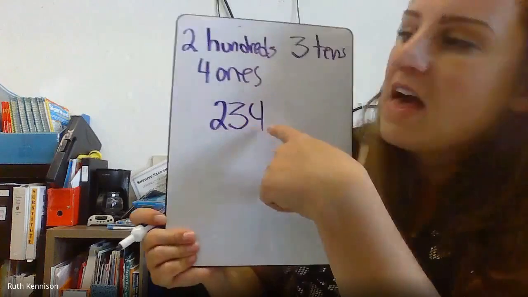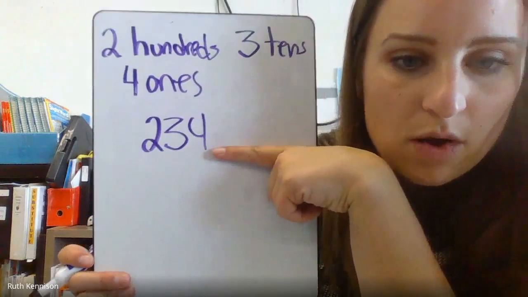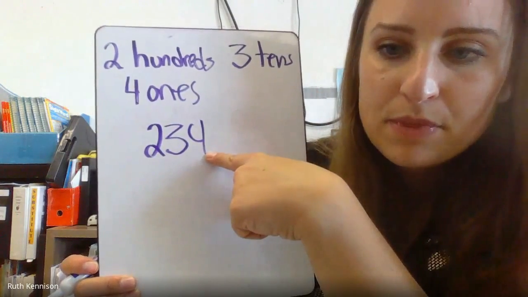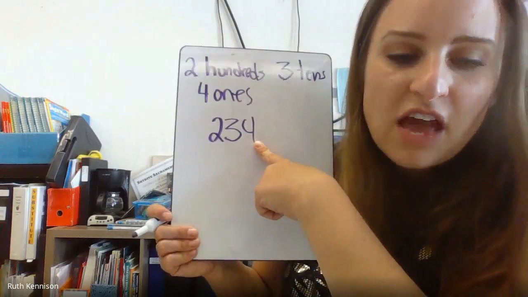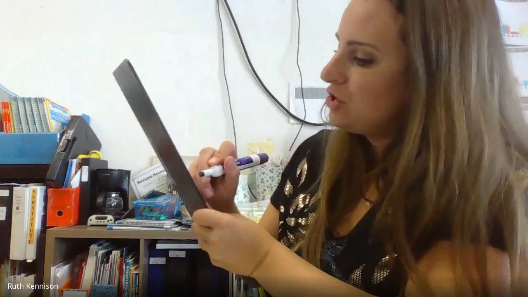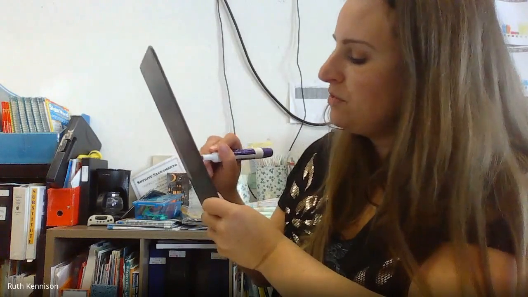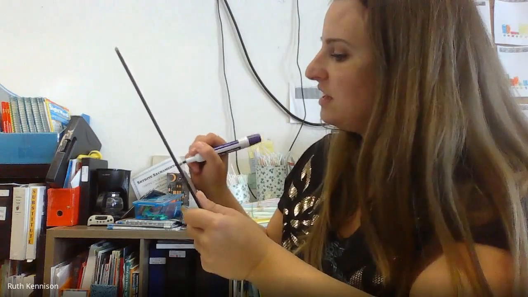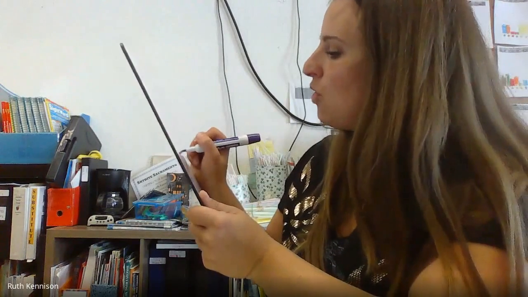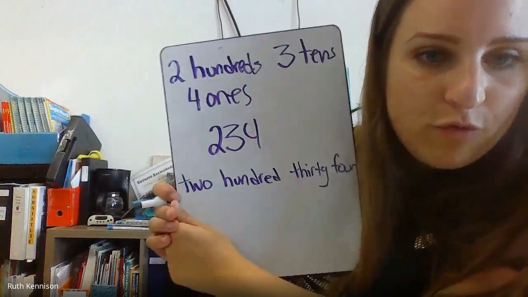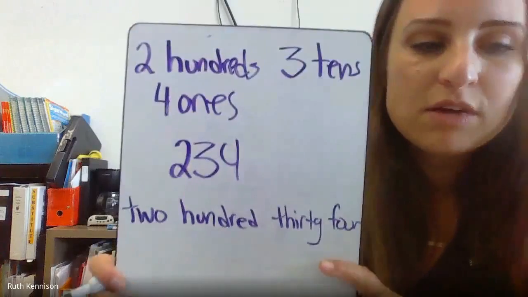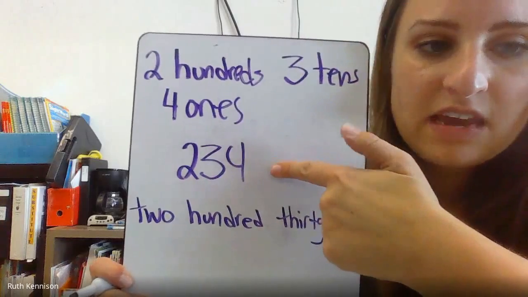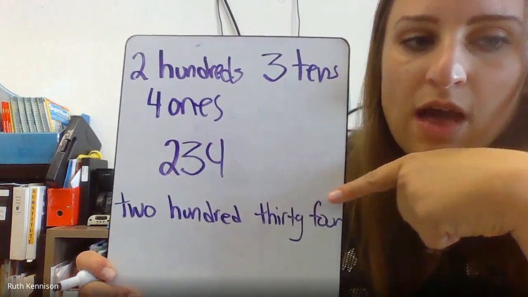234, just like that. That's called standard form. So this is unit form, and this is standard form. Now, when you write it just how you would say it, 234, that is word form. So we're talking about writing our numbers in different ways. We've got unit form, we have standard form, and we have word form.